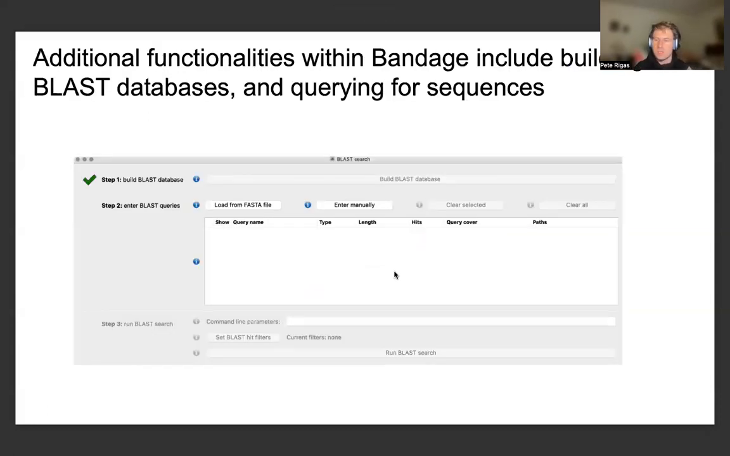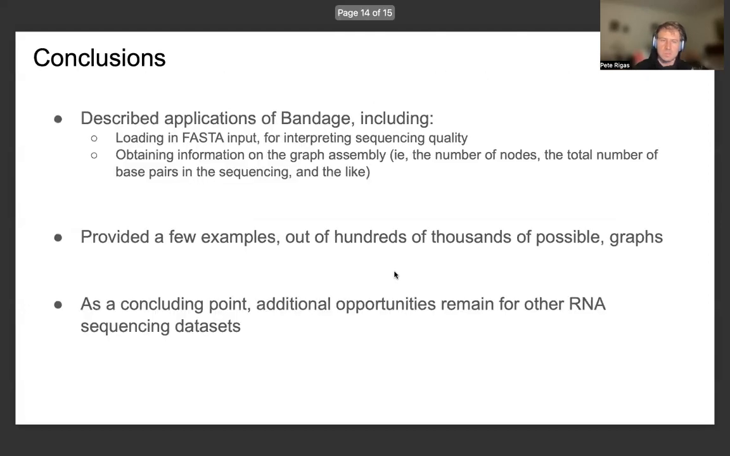And within Bandage, there are additional functionalities which include building a BLAST database and querying for sequences, which shares similarities with the open source NCBI command lines, such as BLAST-P, BLAST-N, and BLAST-T, to help determine other sequences which are similar to a given input, among the sequences in a given output file, which lie within a certain expectation parameter that these algorithms make use of.